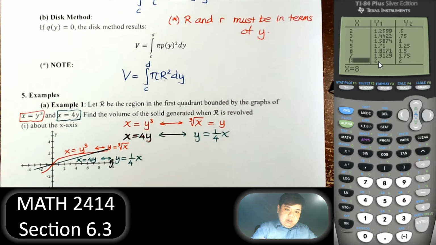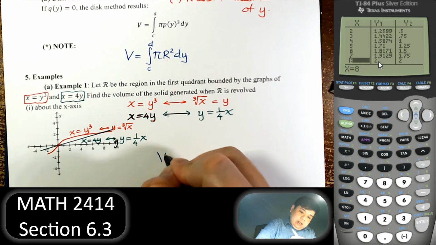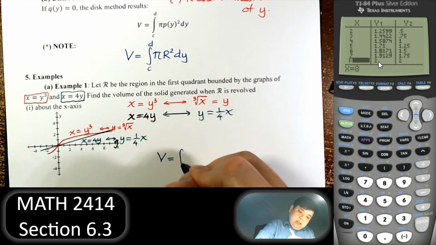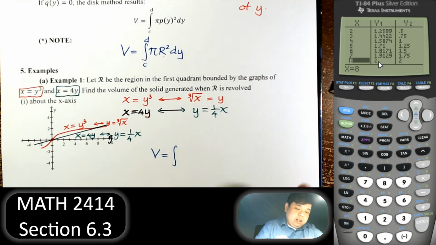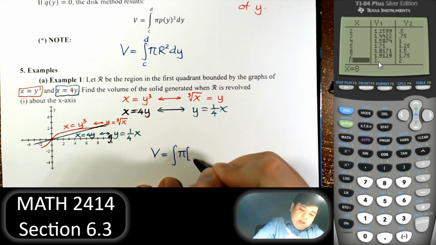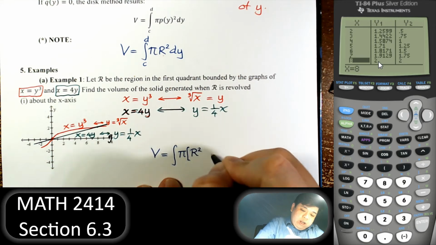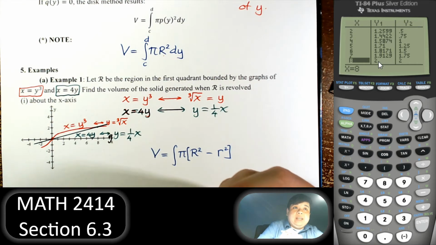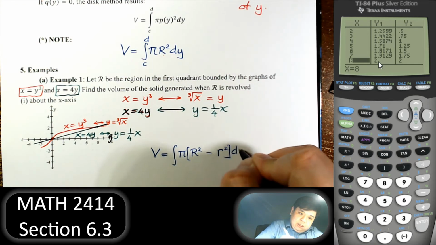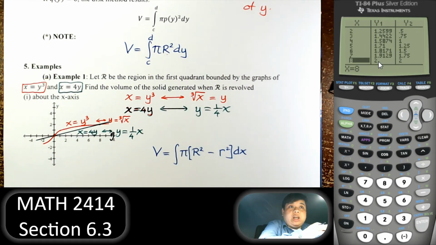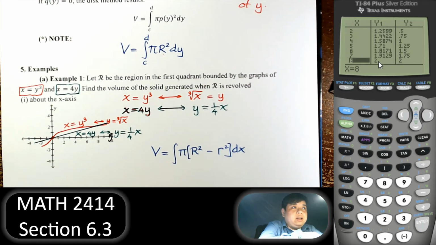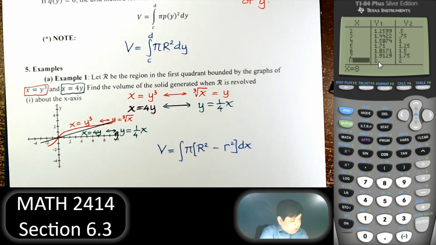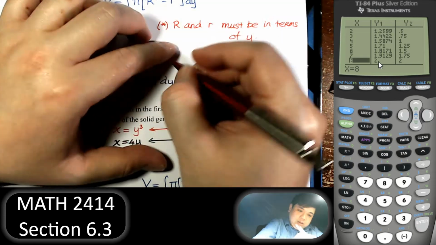So about the x-axis, the volume will be the limit of something, pi, big radius squared minus little radius squared, and then if we rotate about the x-axis, it is going to be dx. If we rotate about the y-axis, it is going to be dy. So in general, we will have a more general note like this. So I guess we have to write the note here.